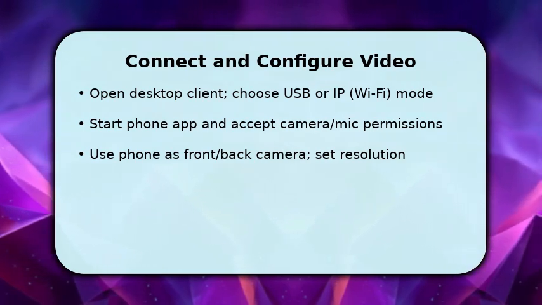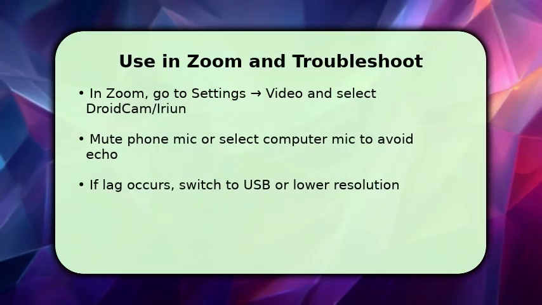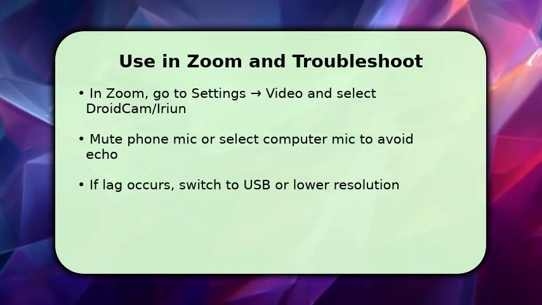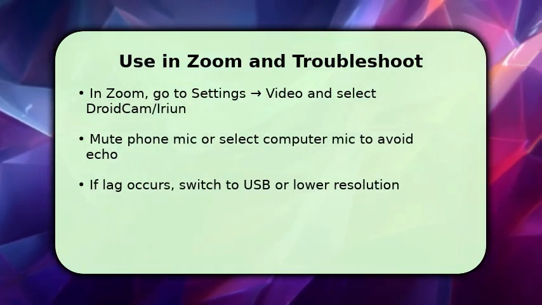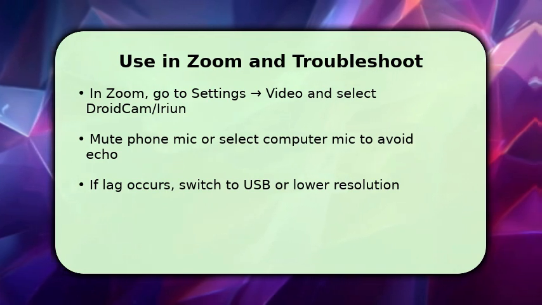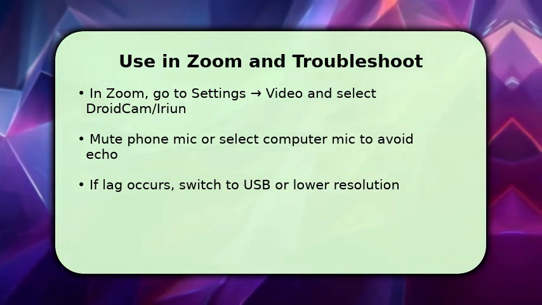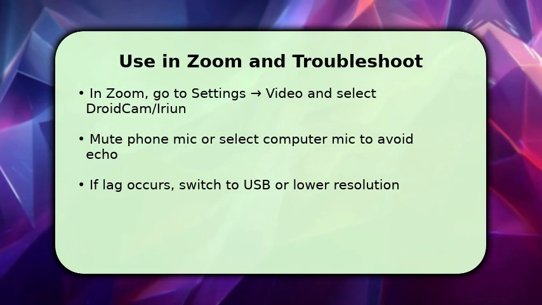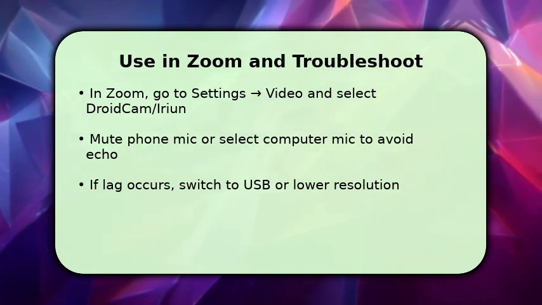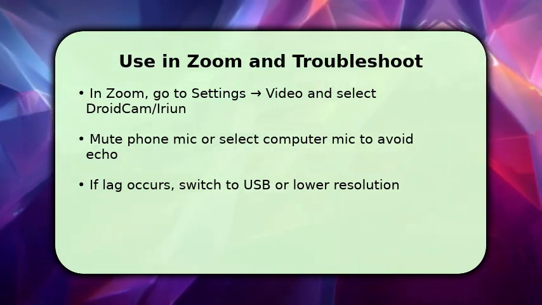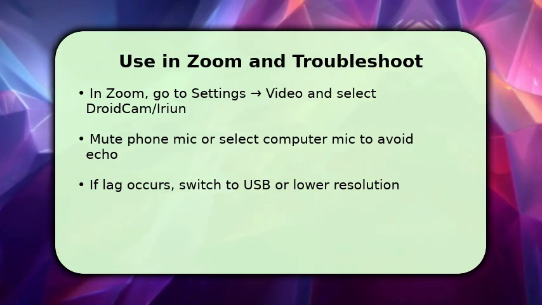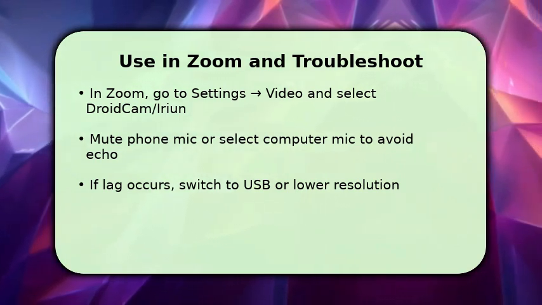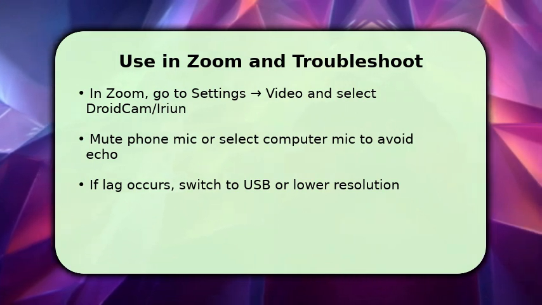the stream. Finish by opening Zoom, going to Settings > Video, and choosing the DroidCam or Iriun virtual camera as your video source. Then check Audio. Either mute the phone mic and use your computer microphone or disable the computer mic to avoid echo. If you see lag or dropped frames, switch from Wi-Fi to USB tethering or reduce the camera resolution in the phone app to cut bandwidth.